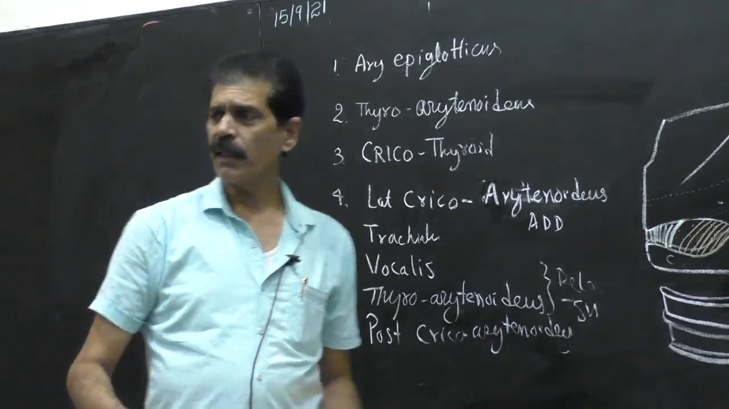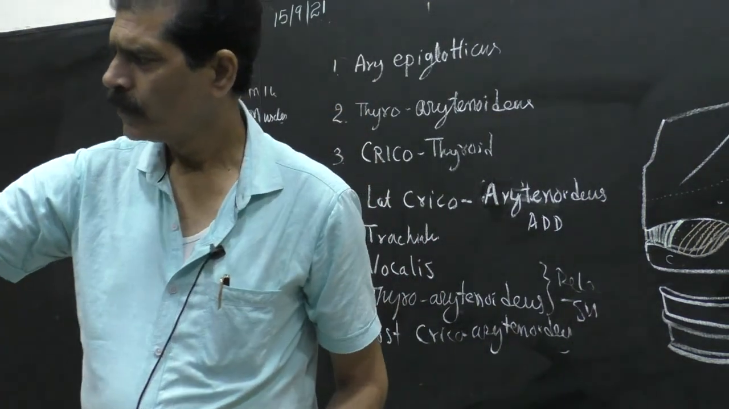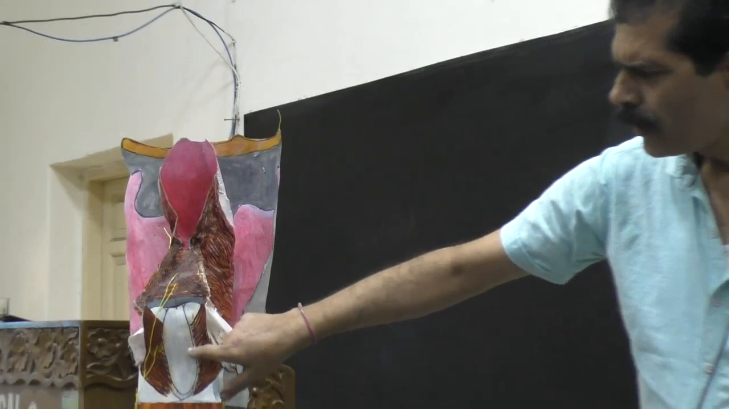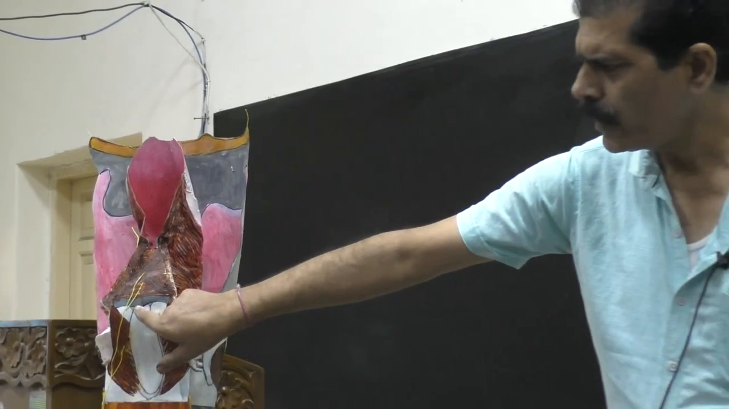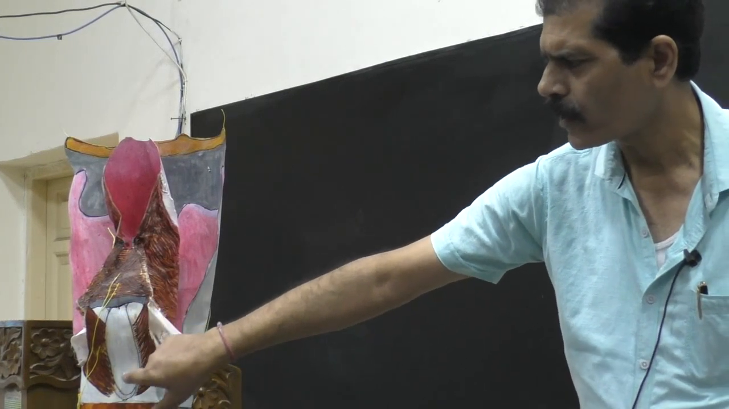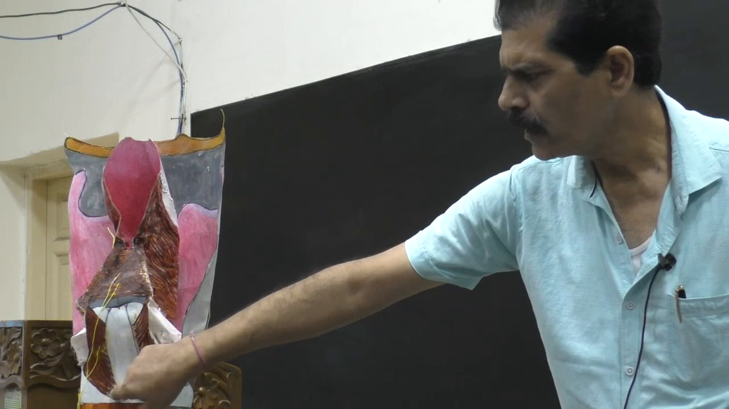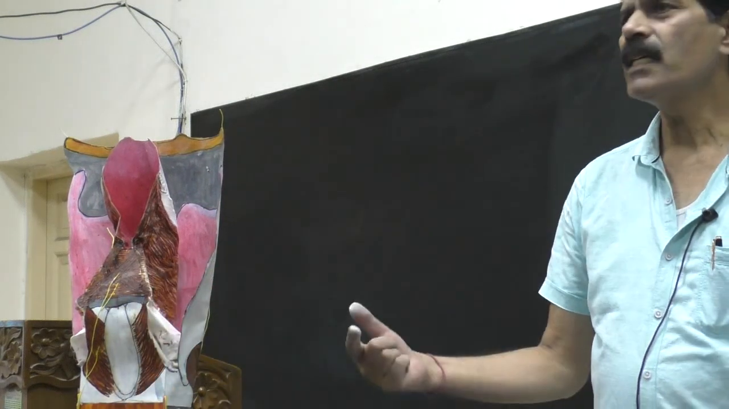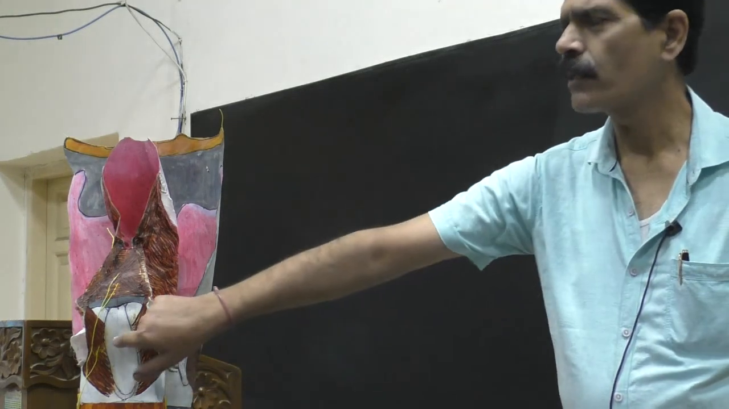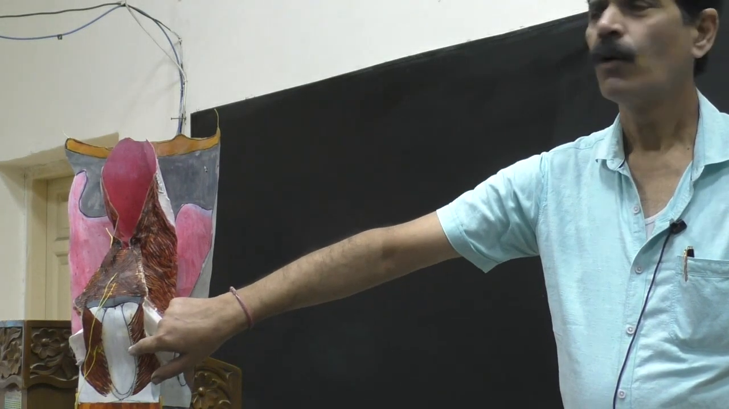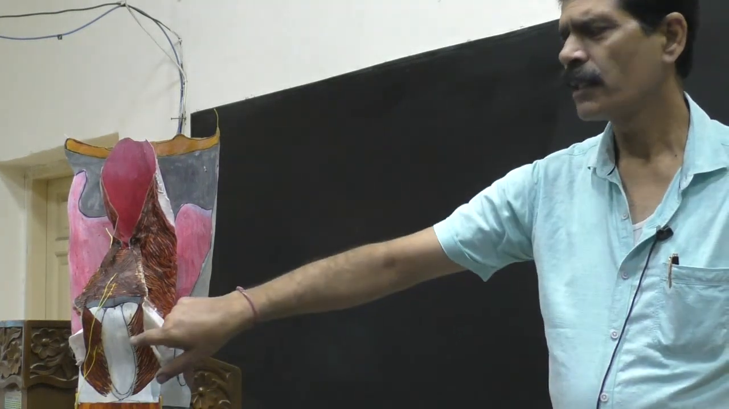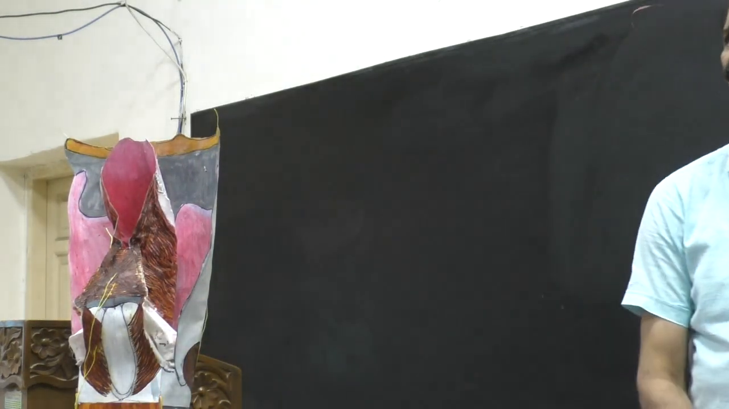So this muscle takes origin from the fossa, which lies lateral to the median ridge on the posterior surface of the lamina of the cricoid cartilage. This median ridge is a raised area of the cricoid cartilage posterior surface. Just lateral to it there is a depression or fossa. From that fossa, this muscle, the posterior cricoarytenoideus, takes origin.